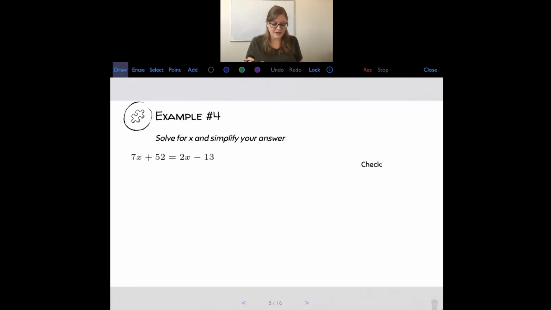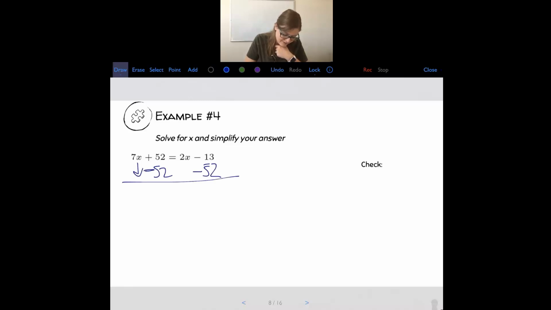In this equation, we have numbers and variables on both sides of the equation. So you can decide what side you want your variables on and what side you want your numbers on. I recommend starting with moving one or the other, maybe not both at the same time, depending on your comfort level. Okay, so I'm going to start by moving the 52 to the other side. So that's the only thing I'm going to do right now.